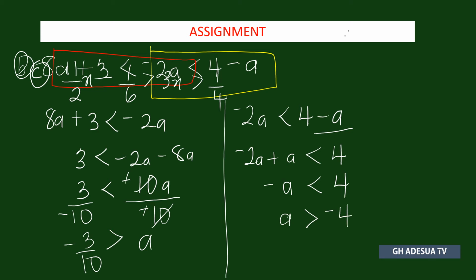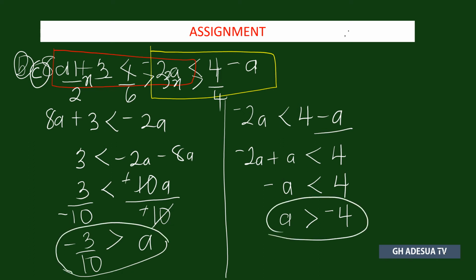So our two equations to deal with are these and that. So you place the a in the middle. On the left hand side you have negative 3 over 10. Then on the right hand side you have negative 4. So this is your outcome. And that's for our B portion of the question.